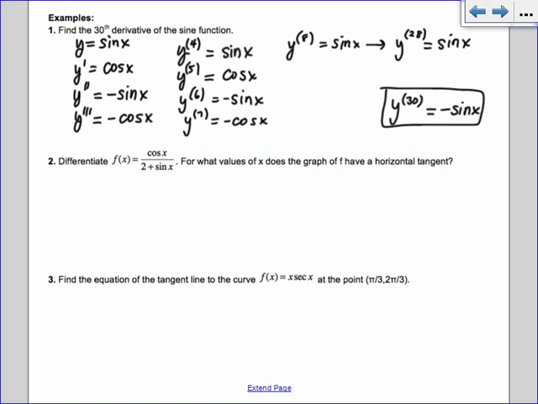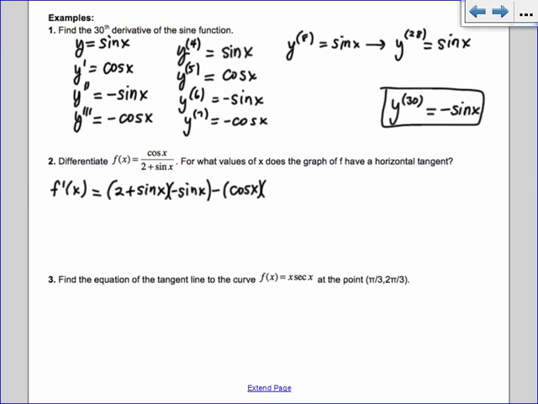All right, so number 2, so differentiate. So we have f of x equals cosine x over 2 plus sine of x. So when I see this and I notice that it's a quotient, I have to do my quotient rule. So I'm going to do low d high, derivative of sine is negative, or derivative of cosine is negative sine, minus high d low.